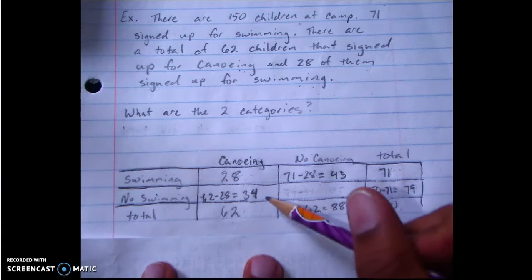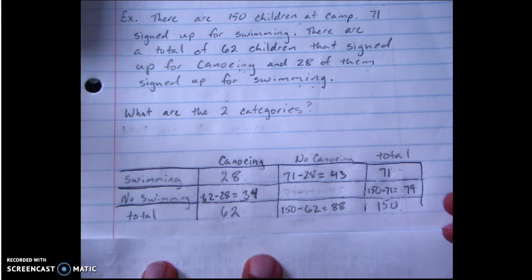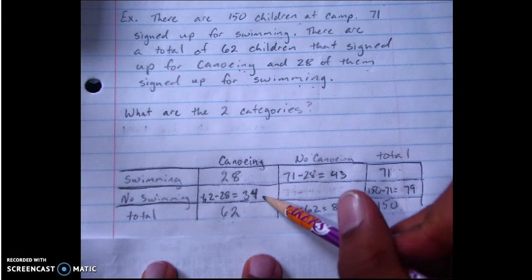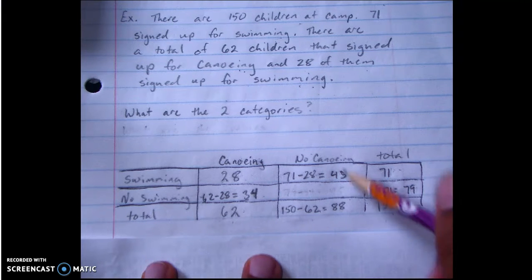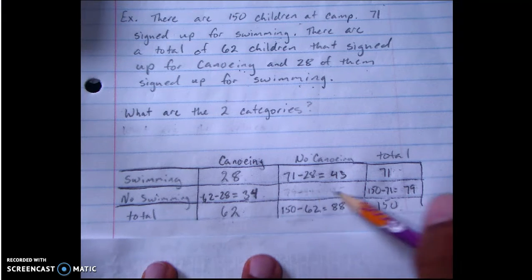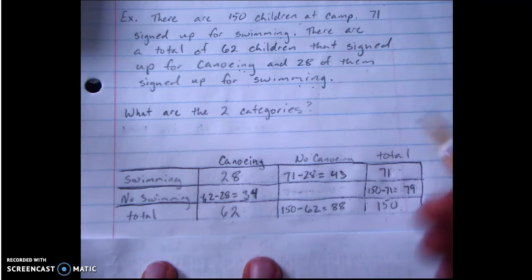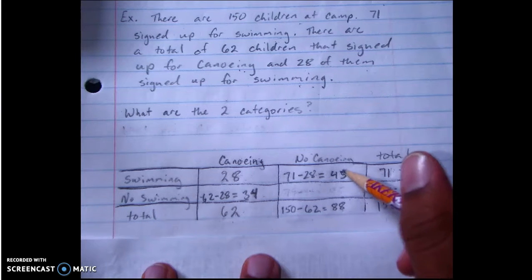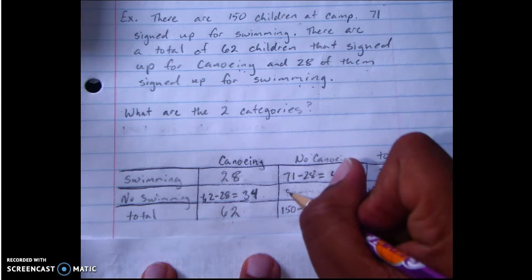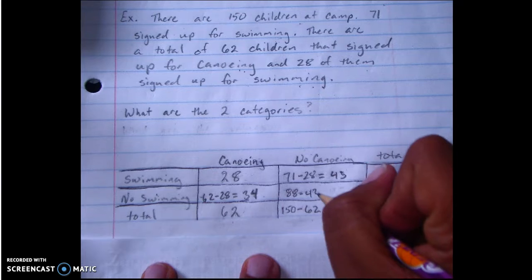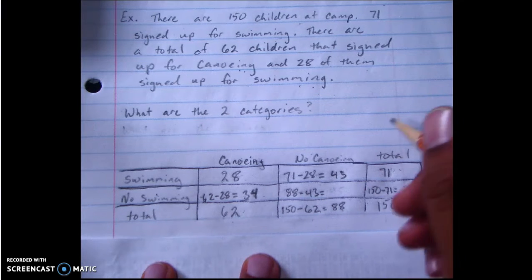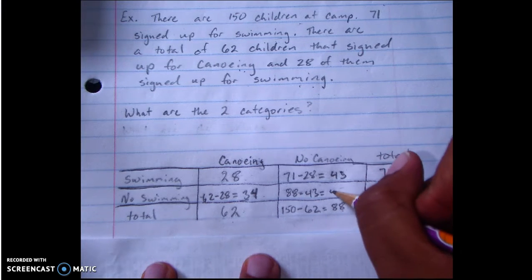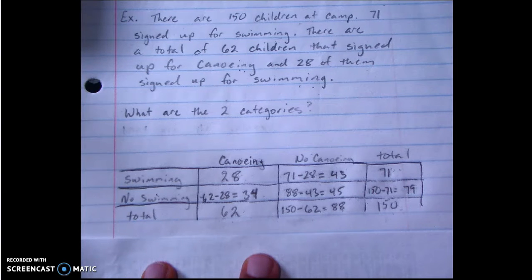And lastly, we can find this one of two ways. We can either use the swimming row, or we use the no swimming row or the no canoeing column. Either way, so let's go column. So we had a total of 88 and 43. So we will subtract 88 minus 43, giving us what? 45.